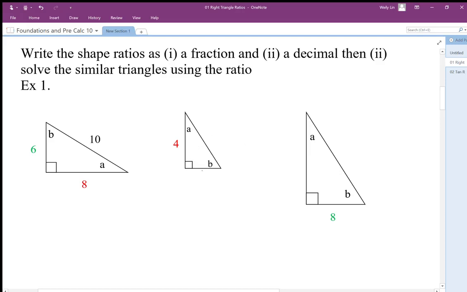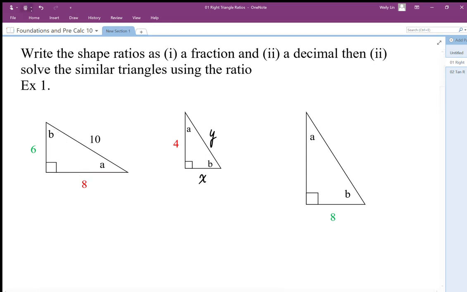So I'm going to label this side X, and we'll call that side Y. If I take a look at these two triangles, I can see that side 4 here is adjacent to side A. Side 8 is adjacent to side A, or we could say opposite to side B. So these two sides actually relate to each other.